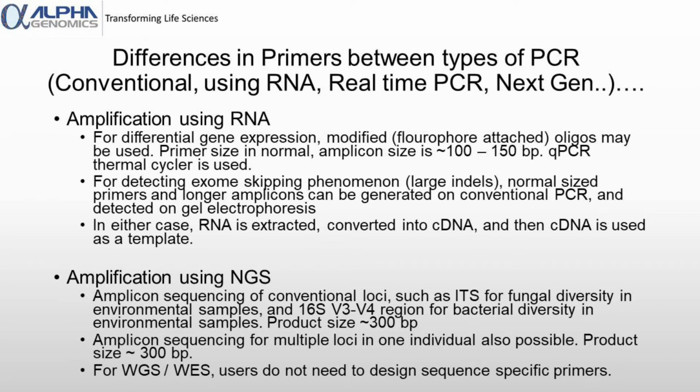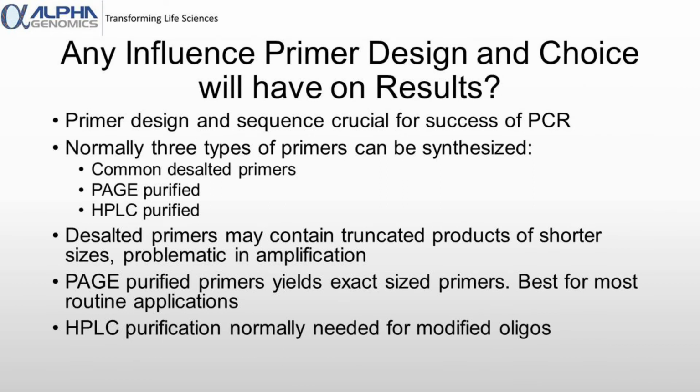There can be some influence of the primer design on the results. Designing of the primer is very crucial for the success of PCR. Normally there are three types of primers which can be synthesized. After designing the primers, we can order common desalted primers, we can order PAGE purified primers, and we can order HPLC level purified primers.